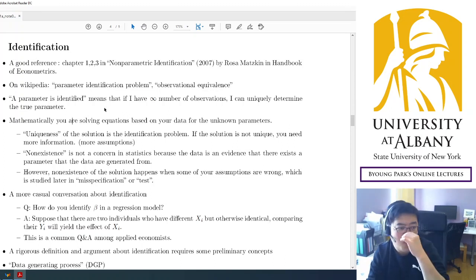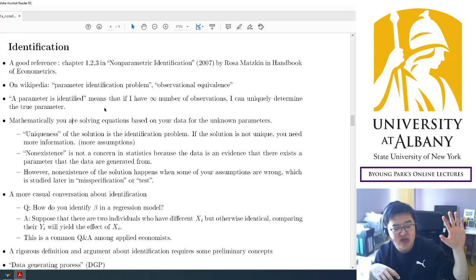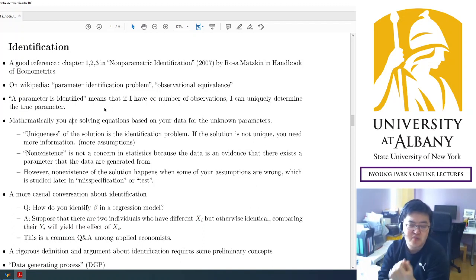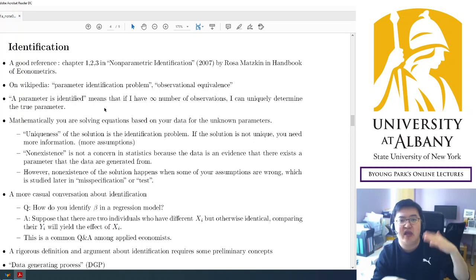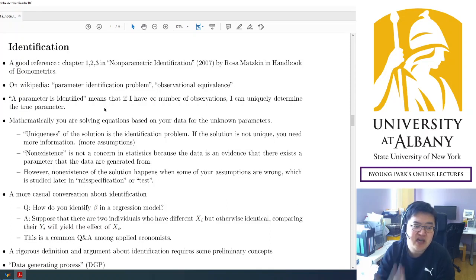This is a more mathematical explanation, still a very rough, conceptual explanation of identification. So we would like to solve for unknown parameters from the data. That's the basic structure, and we need to be concerned with uniqueness and existence, and especially uniqueness is the main concern. And now an even more casual explanation.